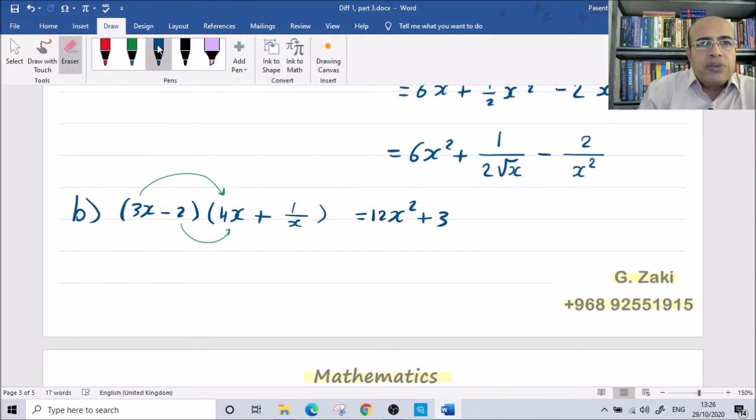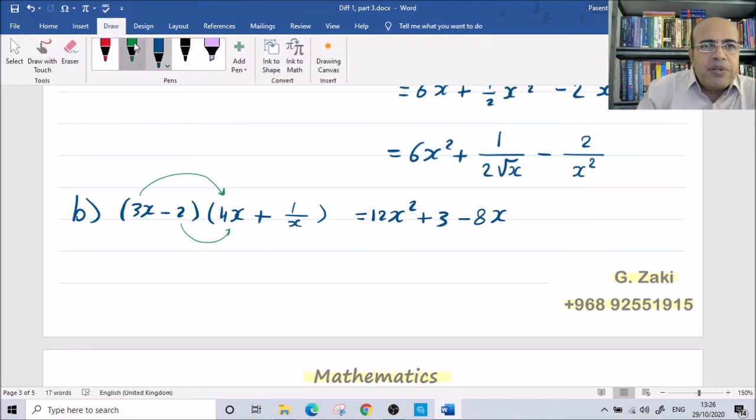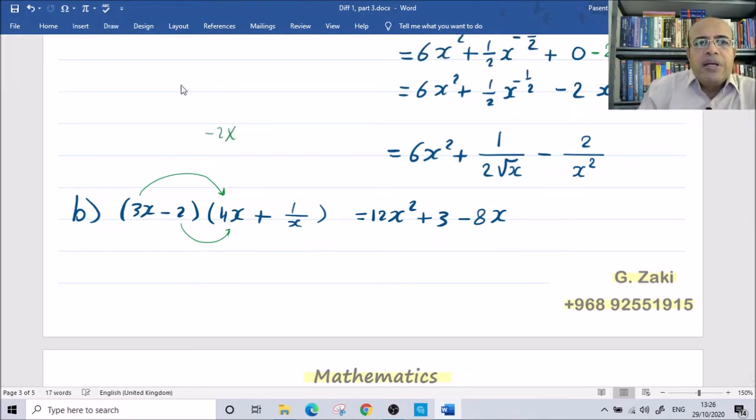We complete the solution. Now, finish 3x times 1 over x, it is 3. Now, negative 2 times 4x, it's negative 8x. Negative 2 times 1 over x, I write this in simplest form. Negative 2 times 1 over x, it's negative 2 over x. Shift x upward, so it becomes negative 2x power negative 1.